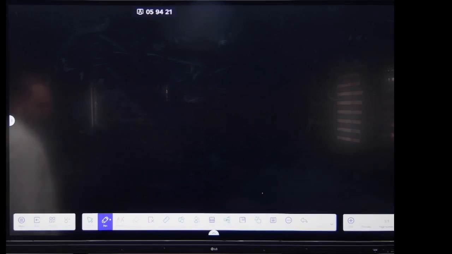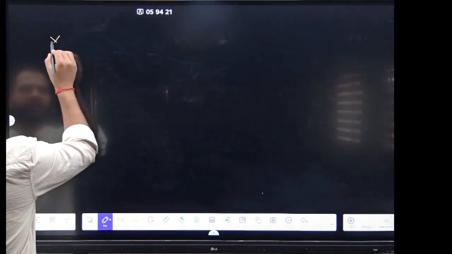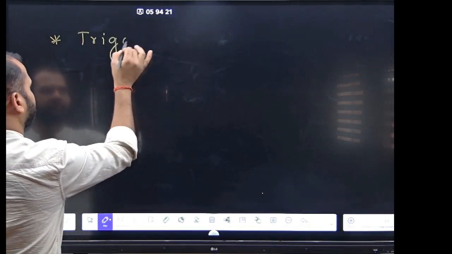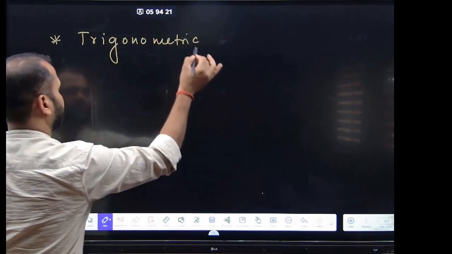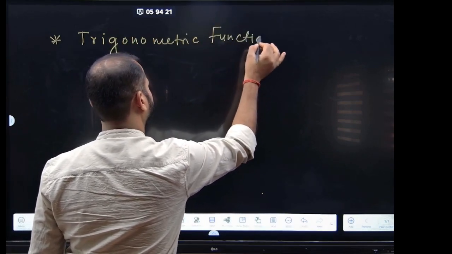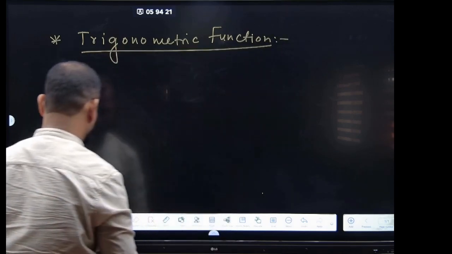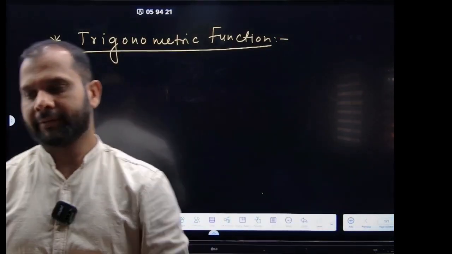Write down. So today we will be starting trigonometric functions. Shall I start? Write it down. Trigonometric equations or trigonometric functions first. Trigonometric functions. Write it down. Trigonometric functions.